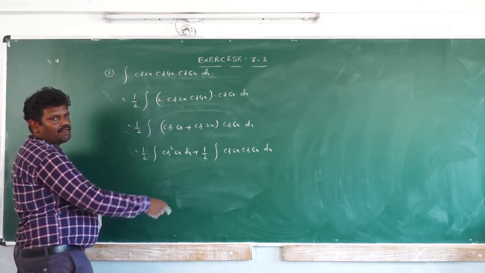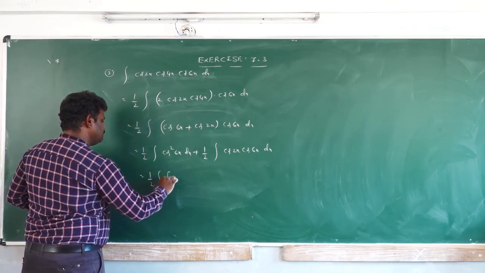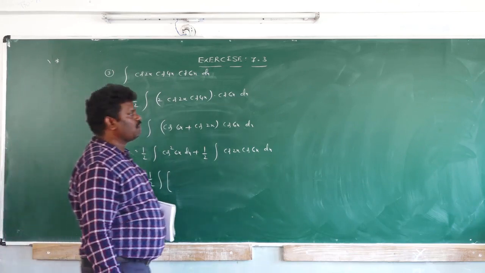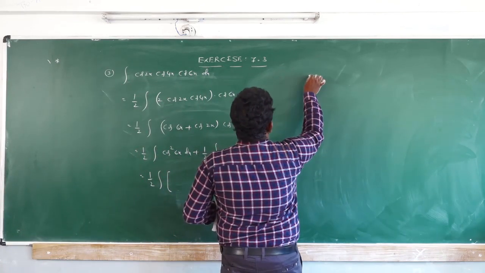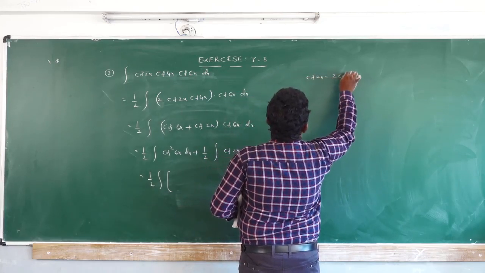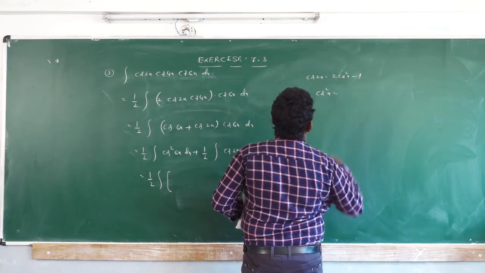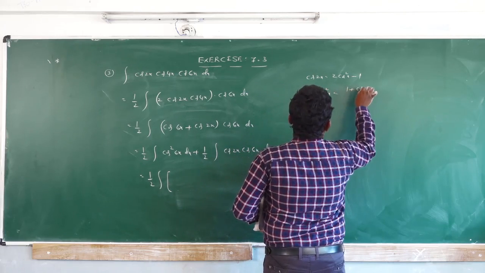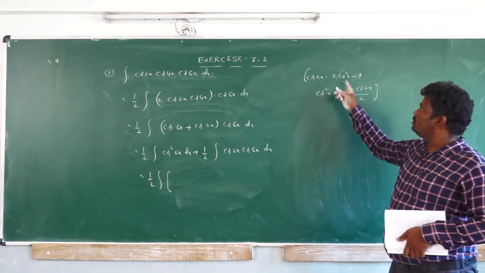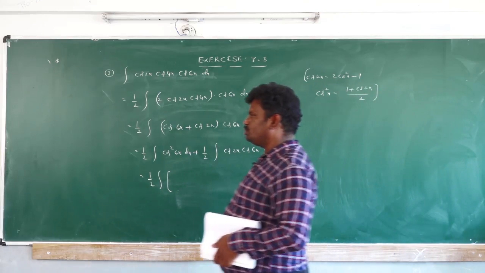Then we multiply again with cos 6x. Then what we did here: 1 by 2 into integral cos square 6x. Just now I revised that formula. Cos 2x is equal to 2 cos square x minus 1. So 1 plus cos 2x is equal to 2 cos square x, and taking 1 to the other side, cos square x is equal to 1 plus cos 2x by 2. So we substitute that formula here.